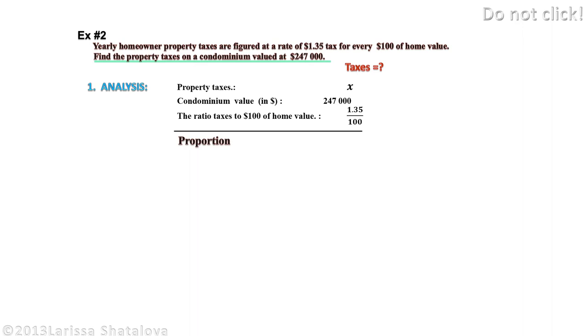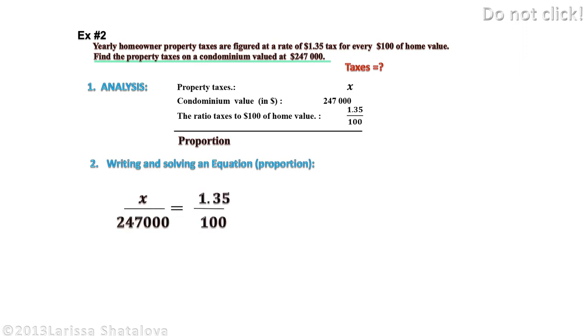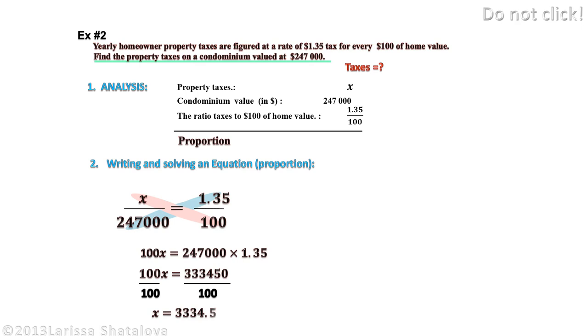So step number 2, writing and solving an equation. In this case, it will be a proportion. So x over 247,000 equals 1.35 over 100. Now, using cross product, we get 100 times x equals 247,000 times 1.35. Simplifying, now we are looking for 1x. We have 100 of them, so we have to divide both sides by 100. So x is $3,334.50. I skip checking and just show the answer.